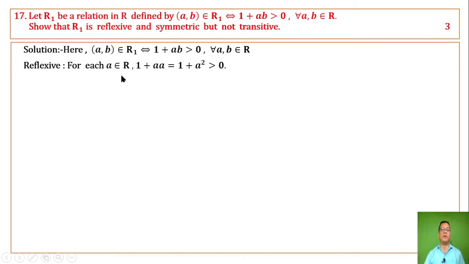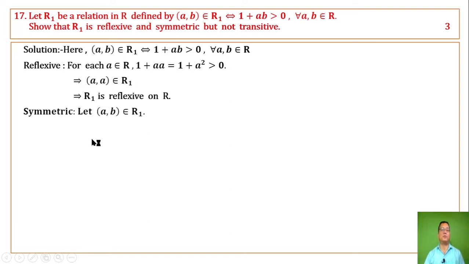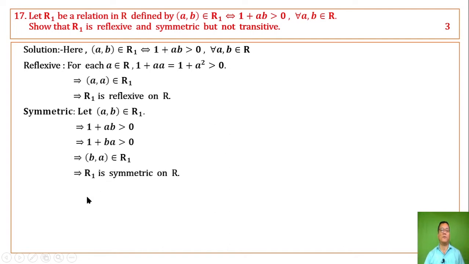Reflexive. For each A belongs to R, 1 plus A into A equal to 1 plus A square, which is always greater than 0. Implies ordered pair AA belongs to R1. Implies R1 is reflexive on R. For symmetric, let ordered pair AB belongs to R1. Implies 1 plus AB greater than 0. Implies 1 plus BA greater than 0. Implies ordered pair BA belongs to R1. Implies R1 is symmetric on R.